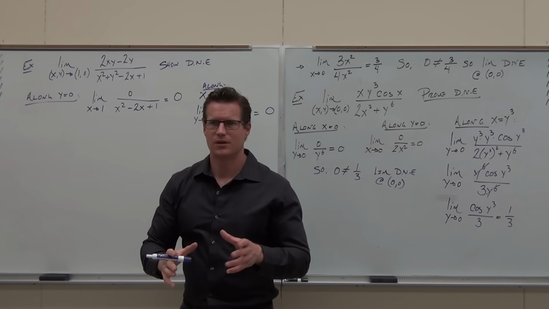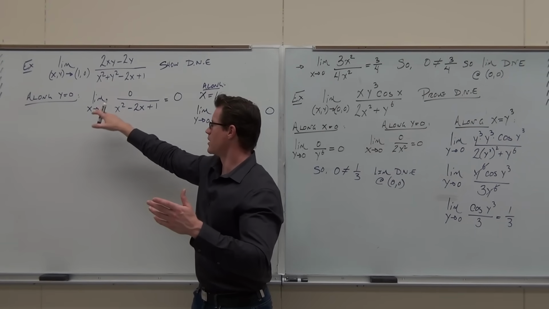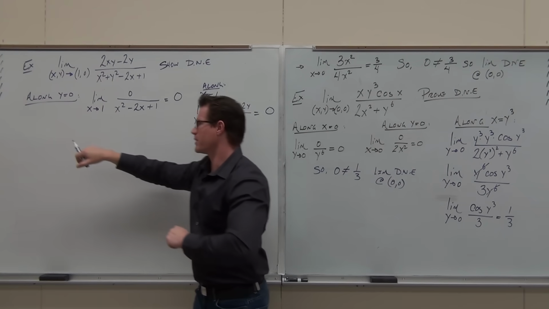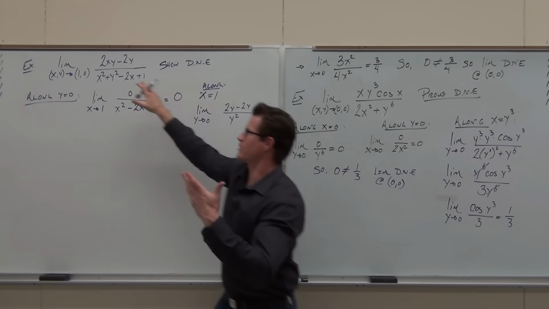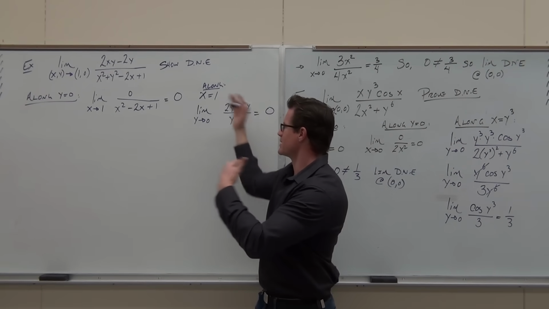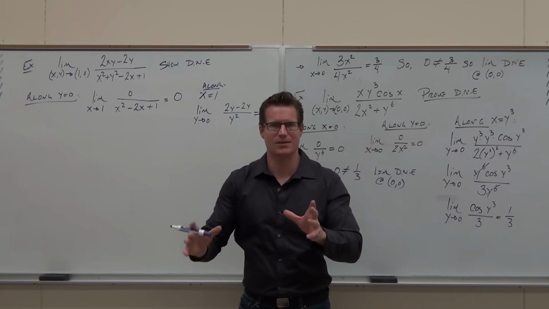So here we go. Y equals 0, done, no problem. X approaches 1, got to go through the point. X equals 1, got to go through the point. Y's got to approach 0. Either way, we get 0, 0. It's not telling us anything.